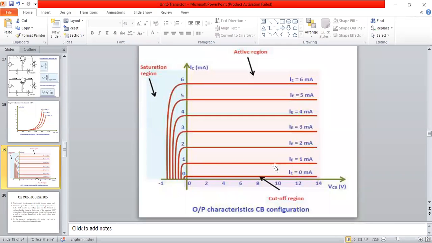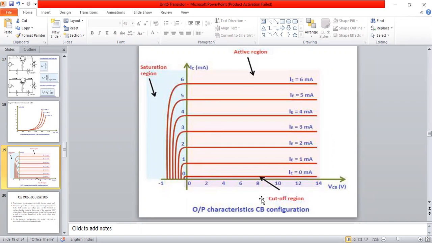There is no change in the current at all here now. Which current is it? Collector current. Is the collector current increasing here? No, sir. The collector current is increasing with the emitter current. As the emitter current increases stepwise, it increases like that.